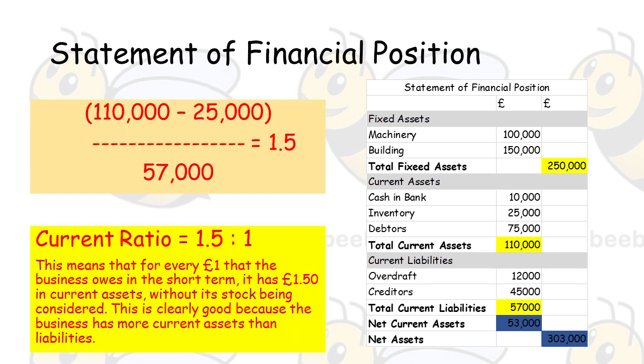So in my example here, it'd be £110,000 minus my £25,000, and then I would divide that figure by 57,000, and that would give me an answer of 1.5, or again I might express it as 1.5 to 1. And what that means is that for every £1 that the business owes in the short term, it's got £1.50 in current assets without stock being included. So that's clearly good because I've got more money to be able to pay my current liabilities and I've not even factored in my stock.